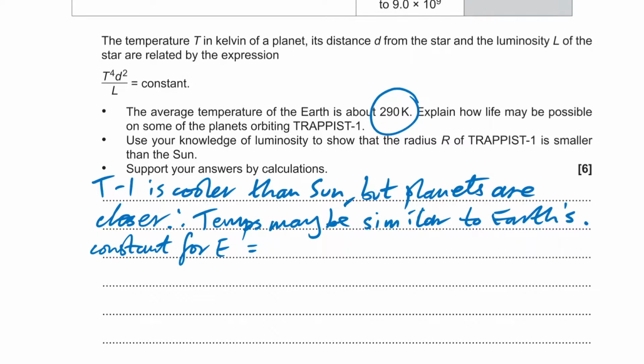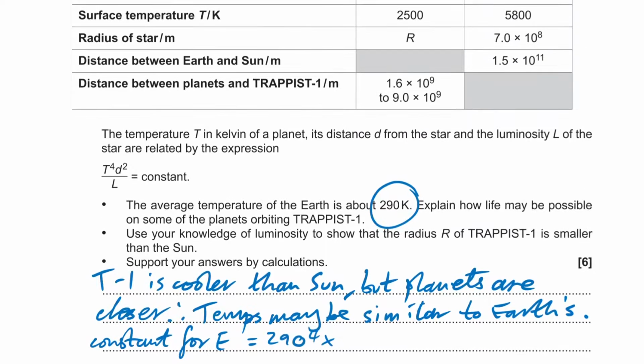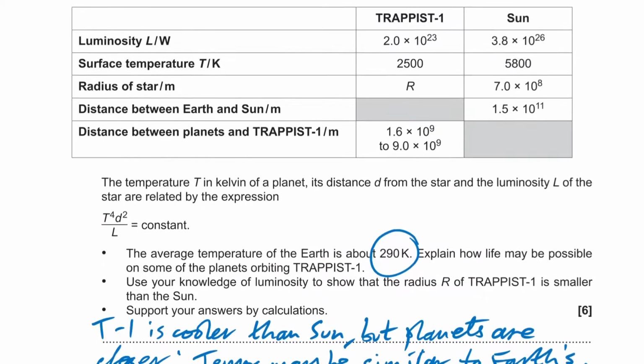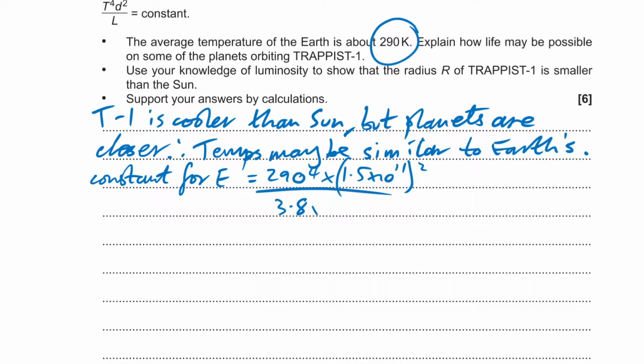So let's find out what this constant is for the Earth then, shall we? So temperature to the power of 4. We're talking about the temperature of the planet. So there's 290 to the power of 4 times the distance that we are from the Sun. So that's 1.5 times 10 to the 11 squared, divided by the luminosity, which is 3.8 times 10 to the 26. And that gives us 4.2 times 10 to the 5.